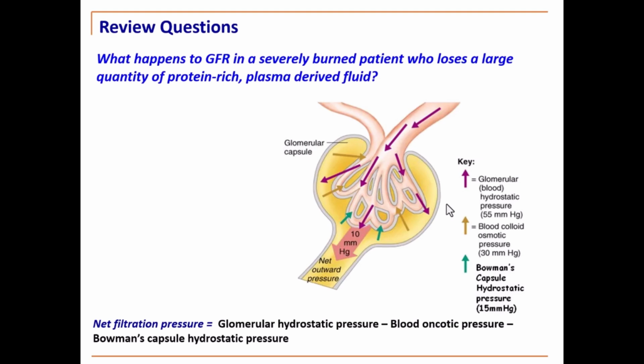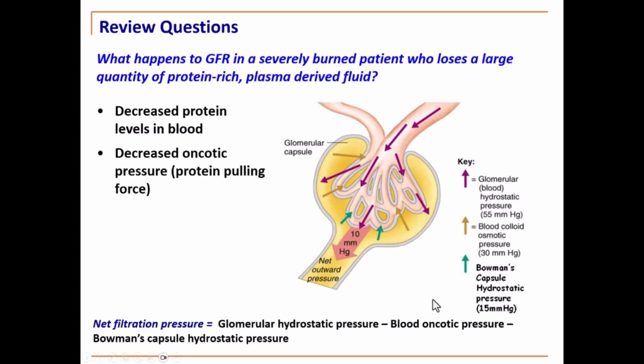Okay, so this time we now know they've got a decreased level of protein in the blood. And that leads to a decreased oncotic pressure. So there's less protein here, so therefore there's less protein pulling force. And if there's less protein pulling force, there's an increase in net filtration pressure and therefore a net increase in the glomerular filtration rate. So you make more filtrate.